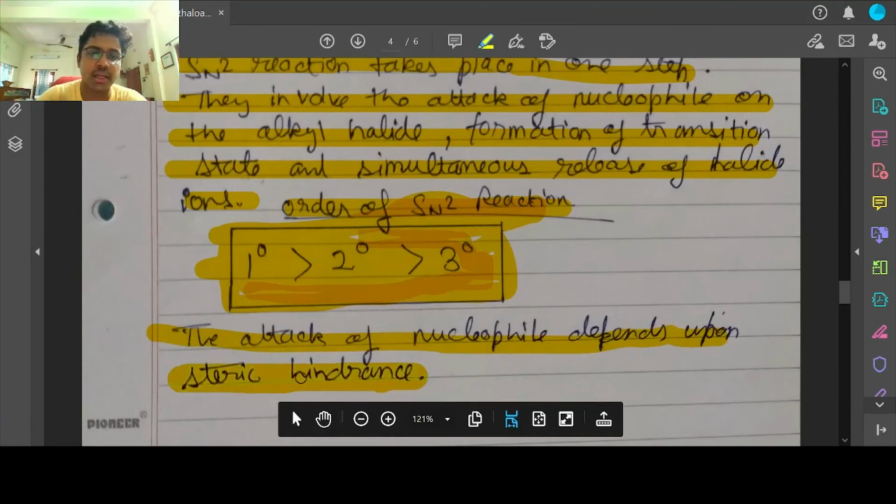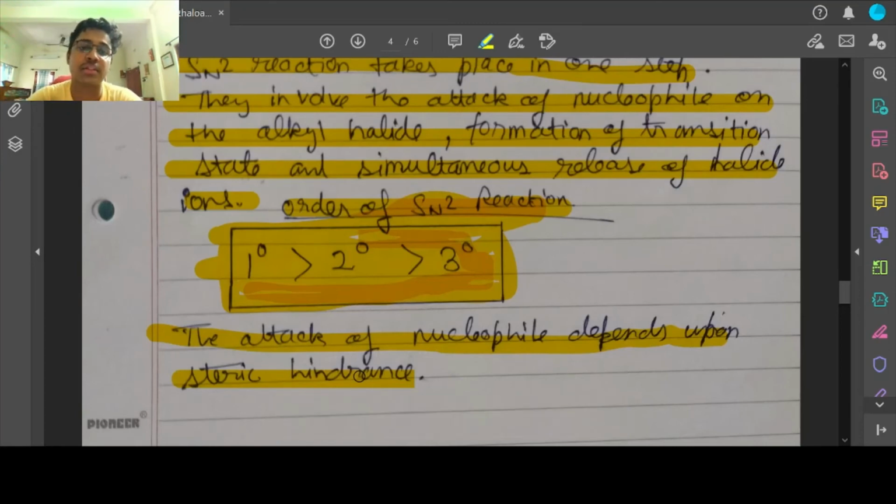You might be given a give-reason question in the board exam, that is why is this order like this for SN2 reactions. This is because in 1 degree the steric hindrance is less, so it undergoes nucleophilic substitution easily. 2 degree is a little bit more, so it has some problem, and 3 degree has the most steric hindrance, so it doesn't undergo nucleophilic substitution reactions easily. I hope you are clear with it.